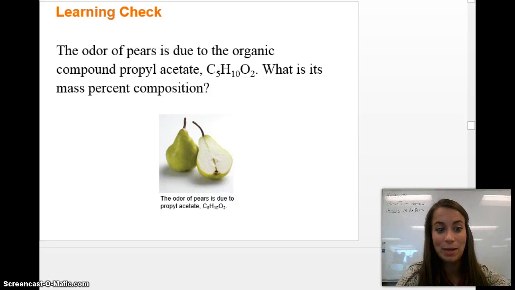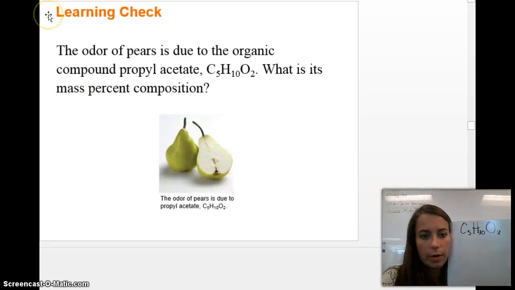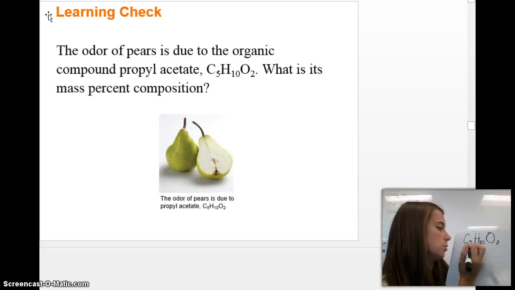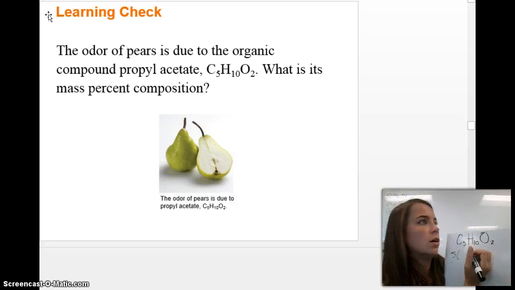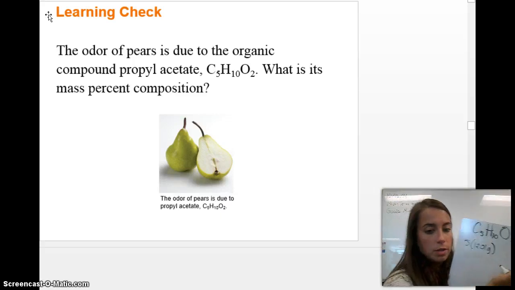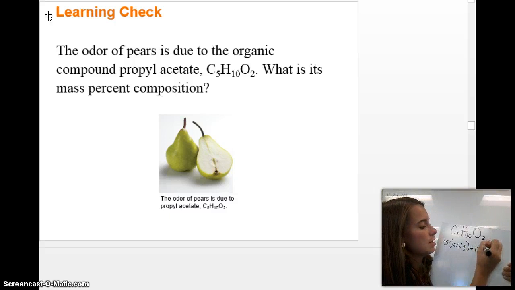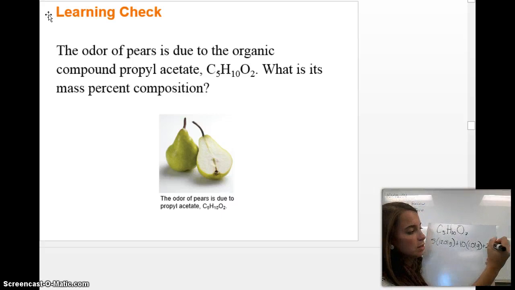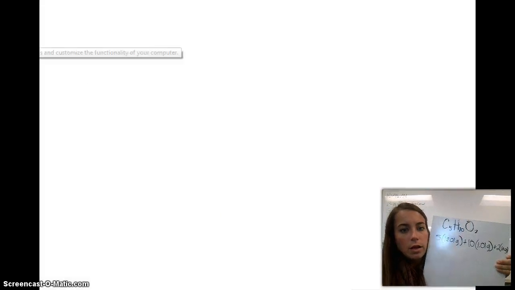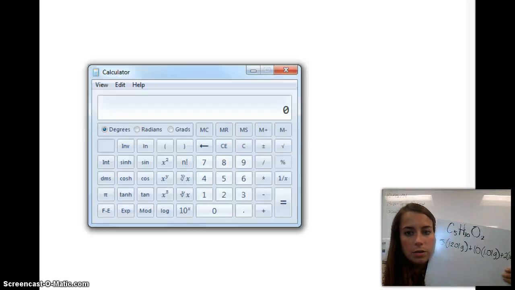So let me get my handy-dandy whiteboard. Hold on. Okay, so I've got C5H10O2. The first thing I want to do is, what is the total mass of this thing? So we'll do 5 times the mass of carbon, which is 12.01 grams, plus 10 times the mass of hydrogen, which is 1.01 grams, plus 2 times the mass of oxygen, which is 16.00 grams. So I'm going to get my calculator ready.